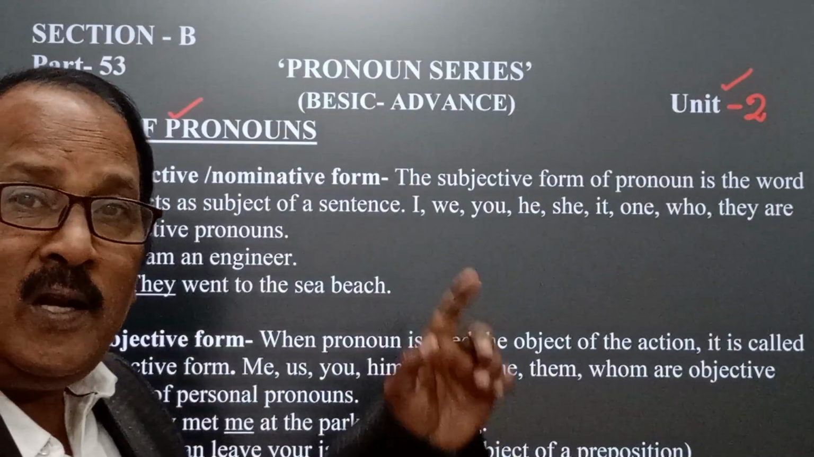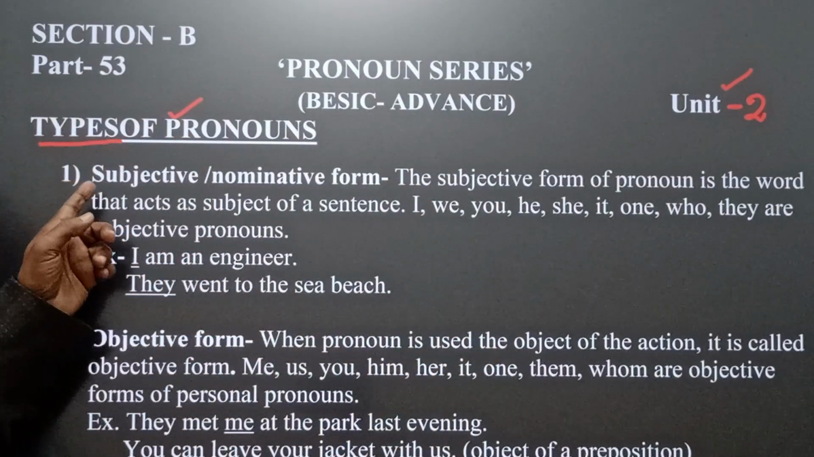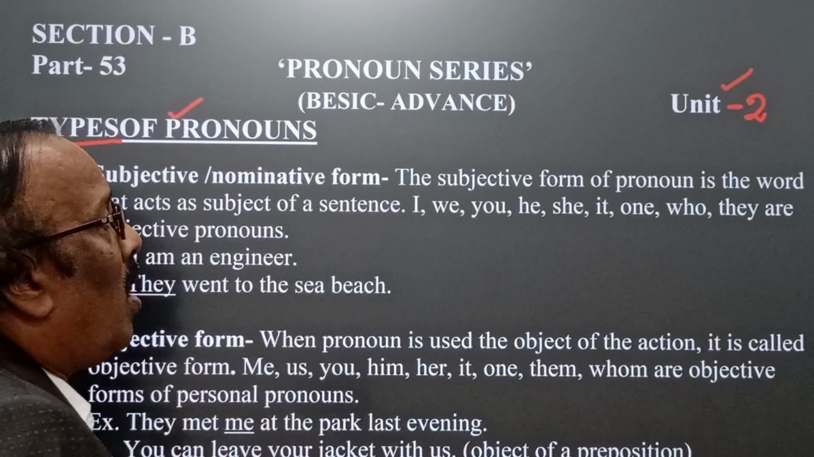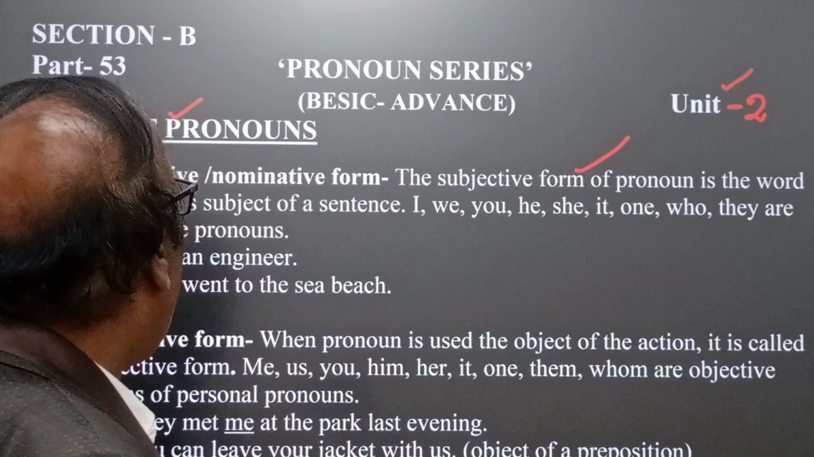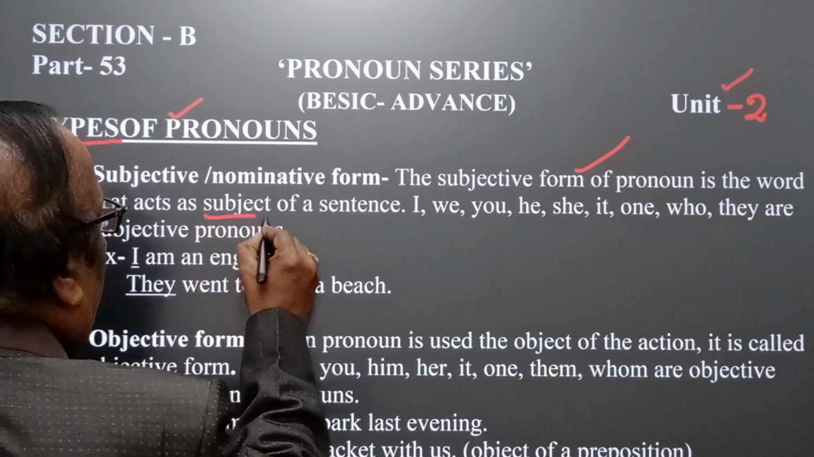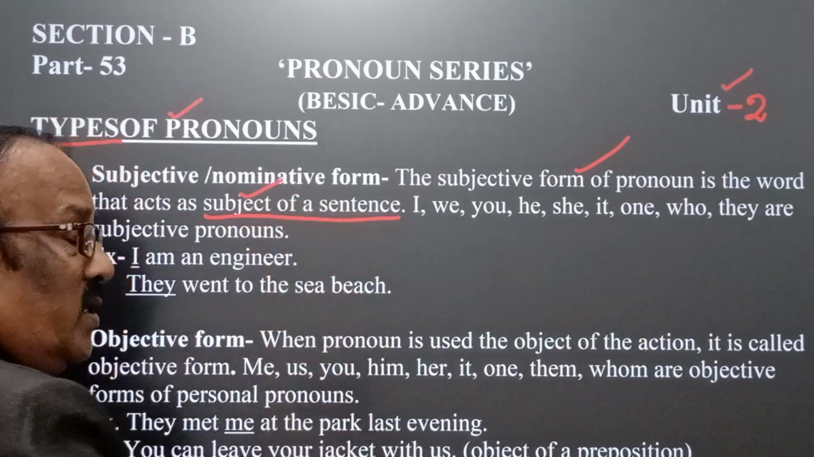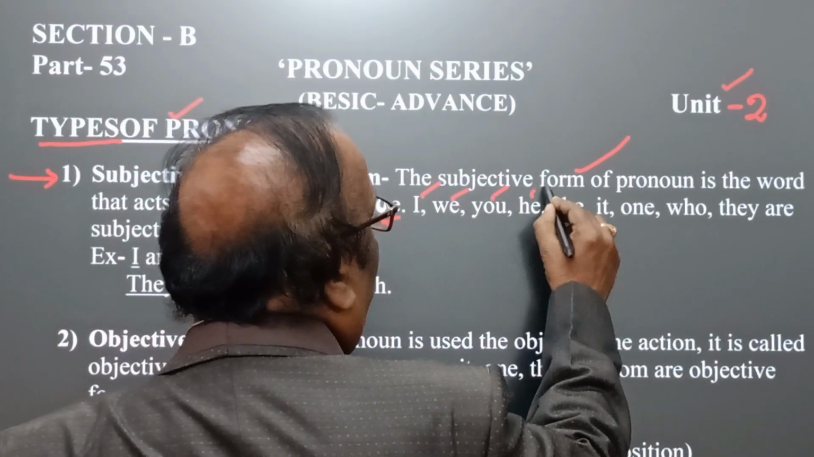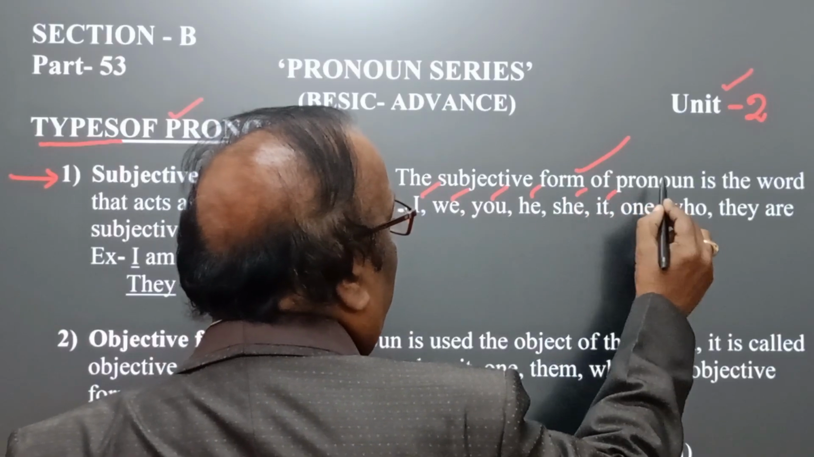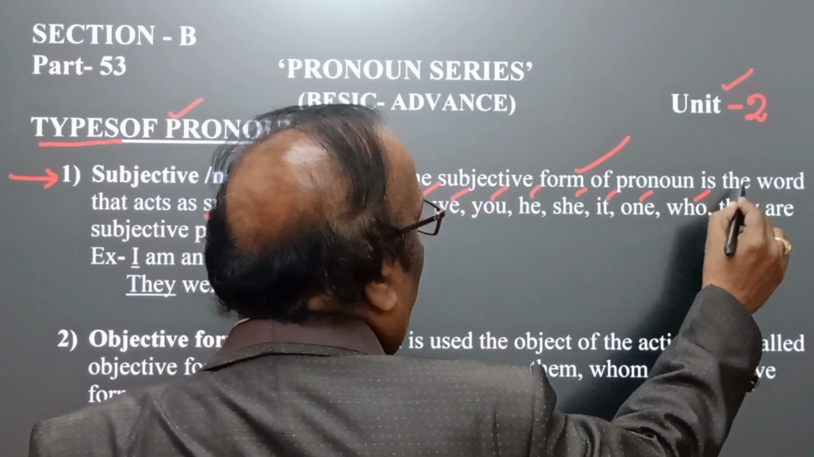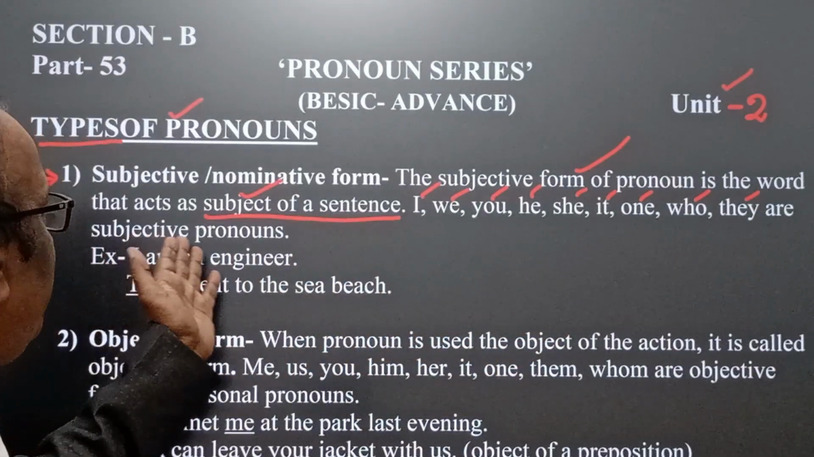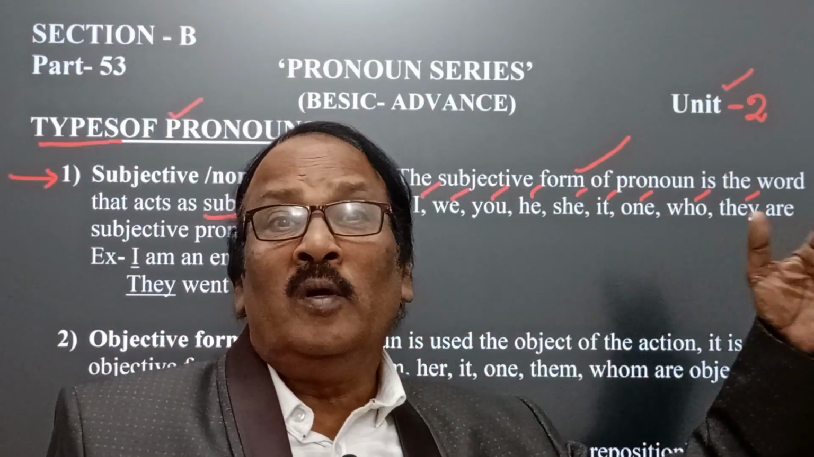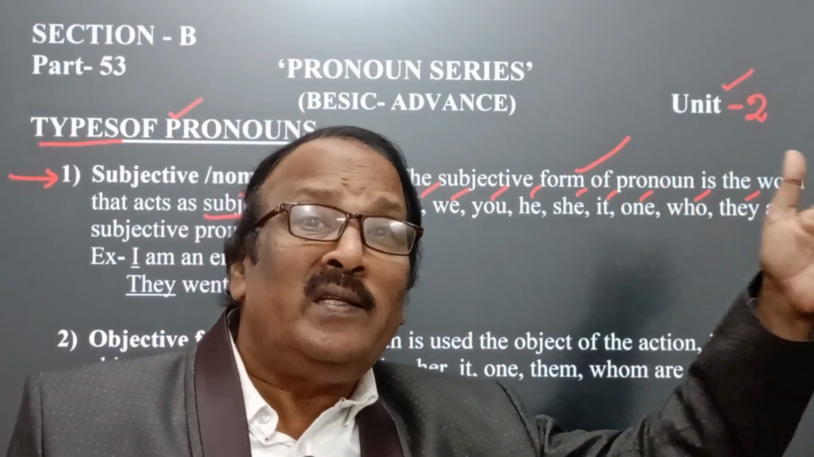Out of 13 pronouns, we have started with the subjective or nominative form. Yes, the subjective form of pronoun is the word that acts as a subject of a sentence. This is important. You see, I, we, you, he, she, it, one, who, they are subjective pronouns, because they play the role of subjects in different sentences.